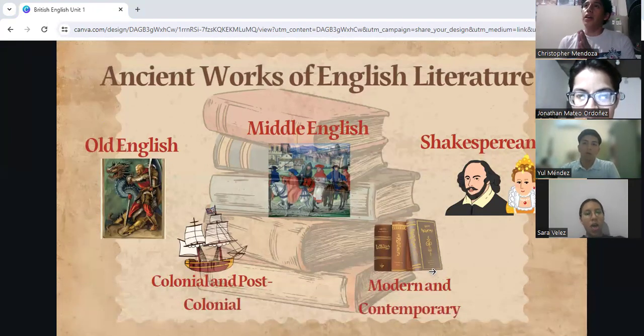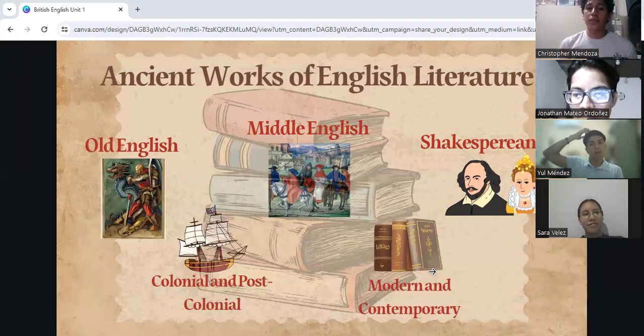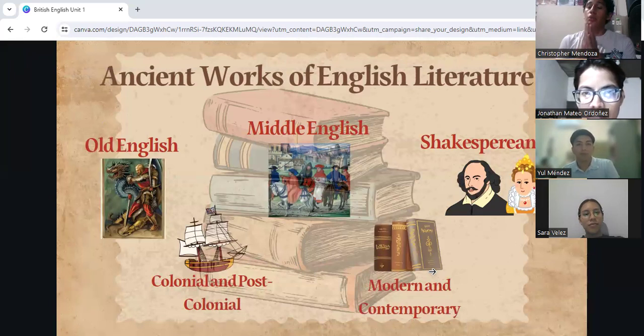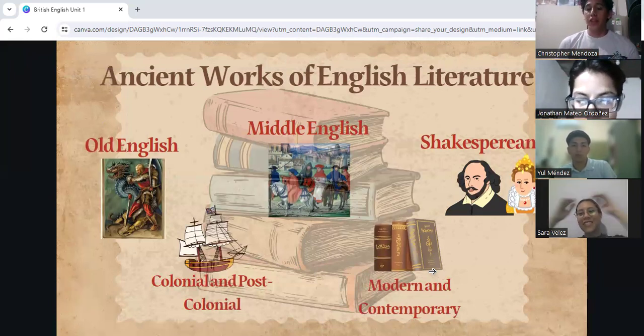This is part of the history and heritage of the English language and has a significant impact on the literary world. First, we have Old English, the oldest form of the English language, and one of the most notable works of this time was Beowulf. Beowulf was an epic Germanic poem that narrates the adventures of the young prince of the Geats.